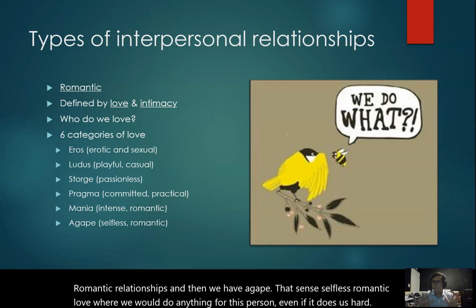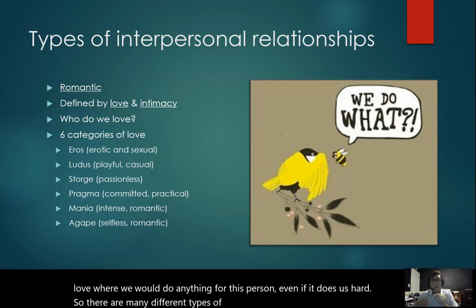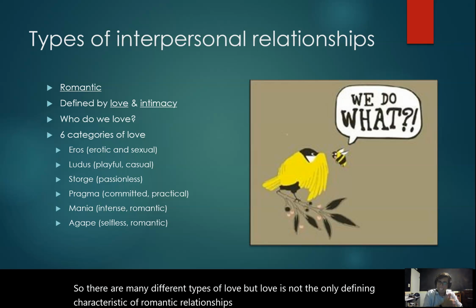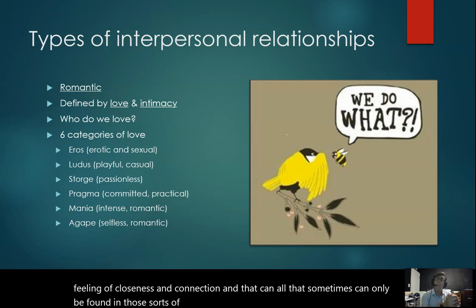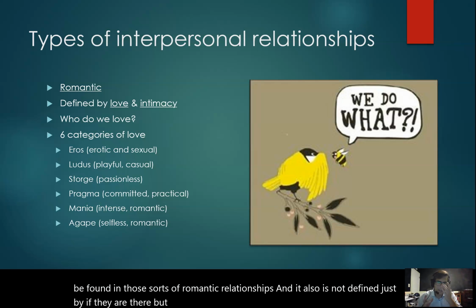So, there are many different types of love, but love is not the only defining characteristic of romantic relationships. The other part is intimacy. This is a feeling of closeness and connection, and that sometimes can only be found in those sorts of romantic relationships. And it also is not defined just by if they are there, but the magnitude by which they are there.